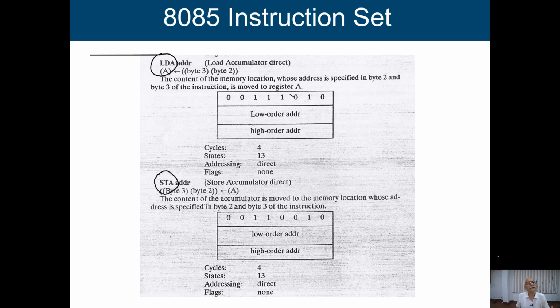It is again a 3-byte instruction. The second and third bytes give me the address, the low order address and the high order address. So it is giving the address of a memory location. In case of load accumulator, the contents of this memory location will be transferred from memory to the accumulator. And in case of store accumulator, the contents of the accumulator will be transferred to a memory location whose address is given in the next 2 bytes.